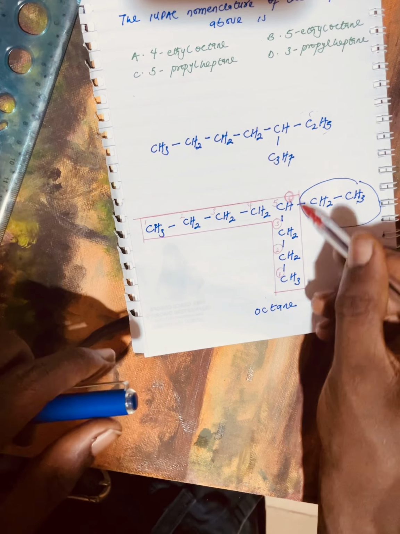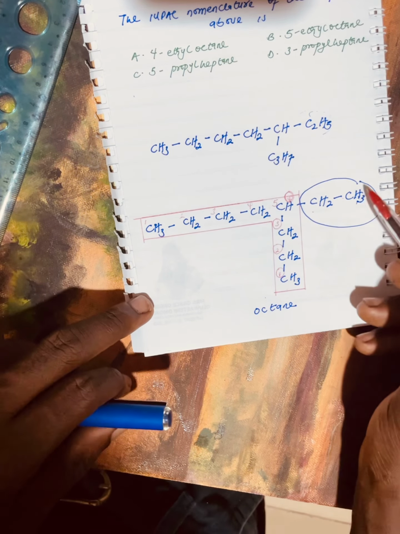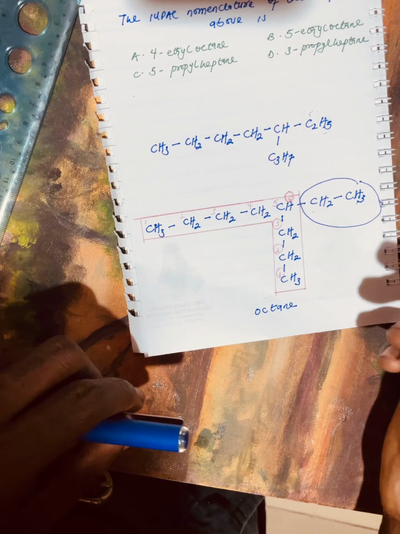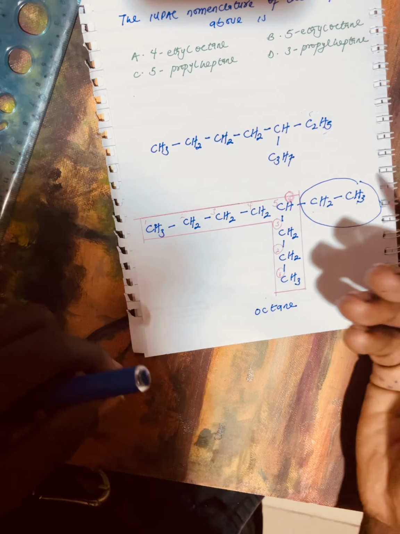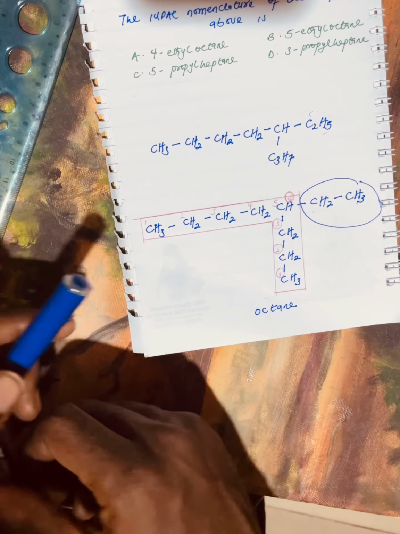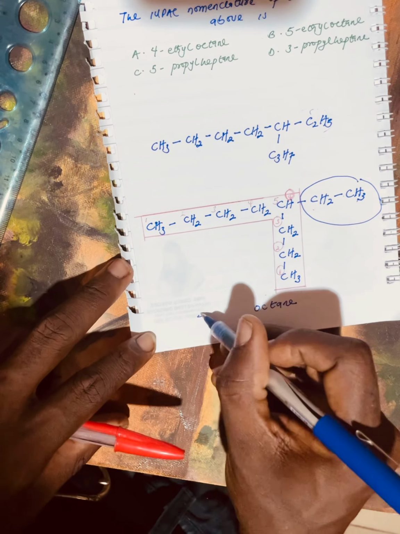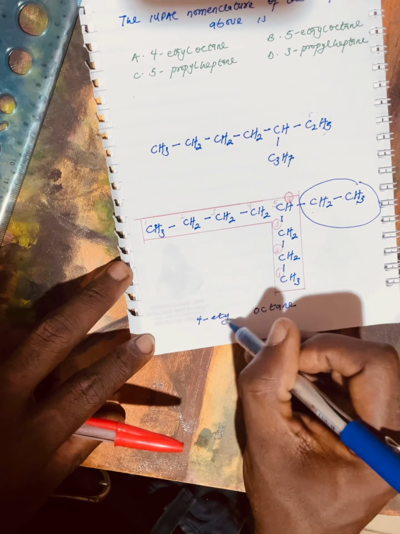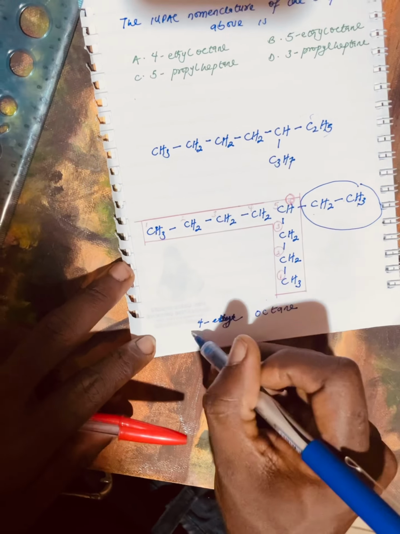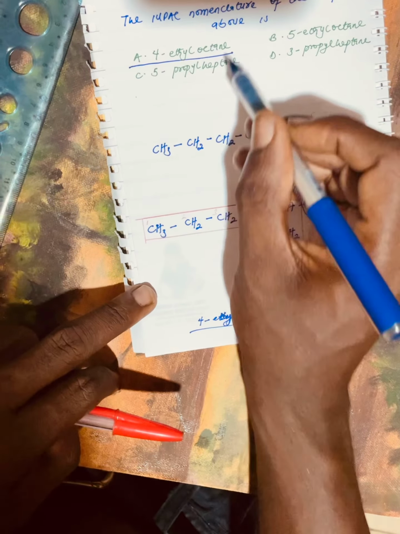Now the question is, what is the name of this branch chain? This is C2H5. C2H5 is ethyl. It is gotten from removing a hydrogen from ethane. Ethane is C2H6. So when one hydrogen is removed from ethane, it becomes C2H5, and that will be ethyl, which is found on the fourth carbon. Hence, this compound is 4-ethyloctane. Hence, option A is our correct answer.